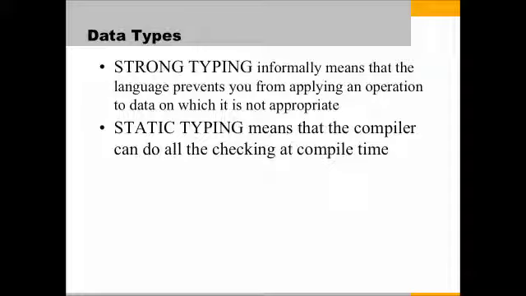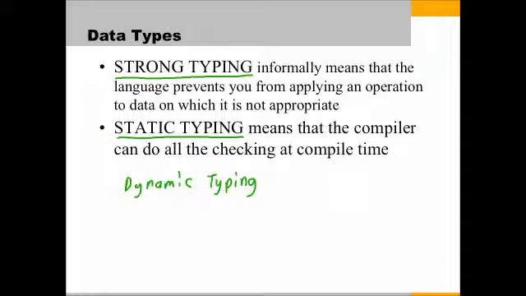a meaningless operation. Now, orthogonal to that is the notion of static typing. And what static typing means is that the compiler does its type checking at compile time. It checks for these meaningless operations, as opposed to something called dynamic typing, which is where you defer until runtime your type check. So you still do your type checking, but you don't check to see whether the operation makes sense until you're actually running the program.